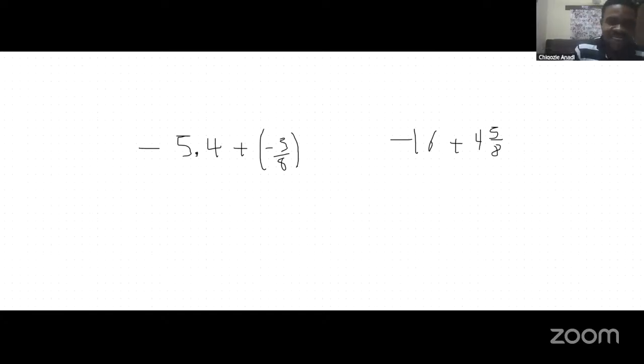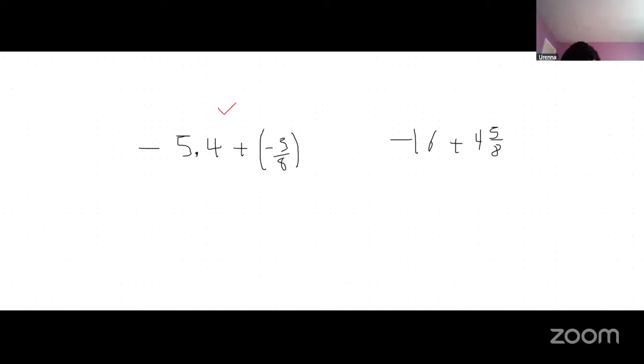Remember that I told you that rational numbers can be written as decimals, fractions, negative integers, positive integers, recurring decimals. Those are rational numbers. So if you have this particular question and you're asked to solve this, let me just test you. What comes to your mind? What's the first step you would take?